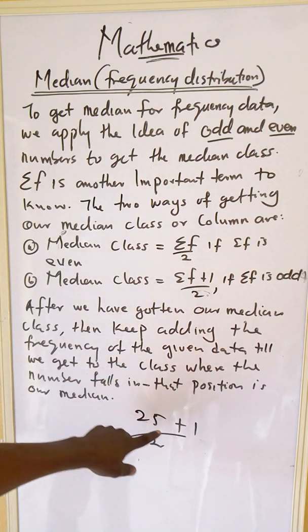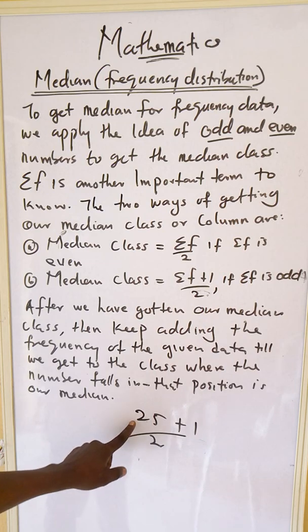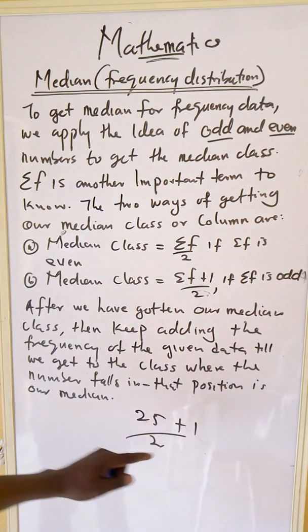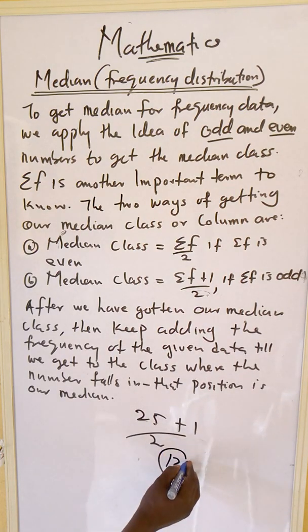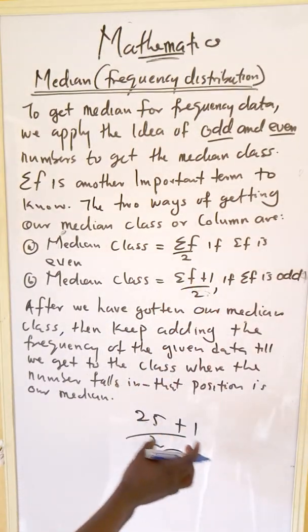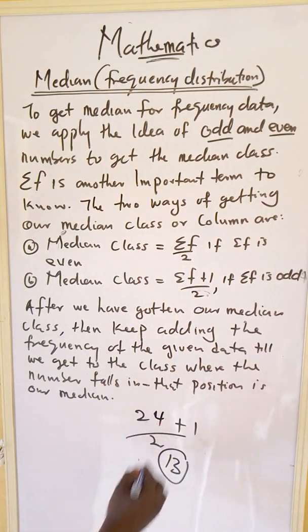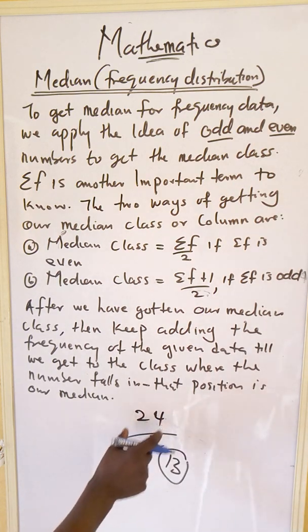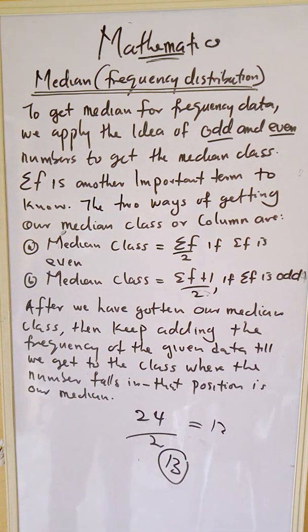So you divide this by 2, it will give you a remainder of 1. What you just need to do is to add 1. When you add 1, it gives us 26. 2 in 26, we have 13. But if the number is even, let's assume this is 24, you don't need to add 1 again. What you just need to do here is to divide your 24 by 2, which will give you 12. That is the first part to get our median.